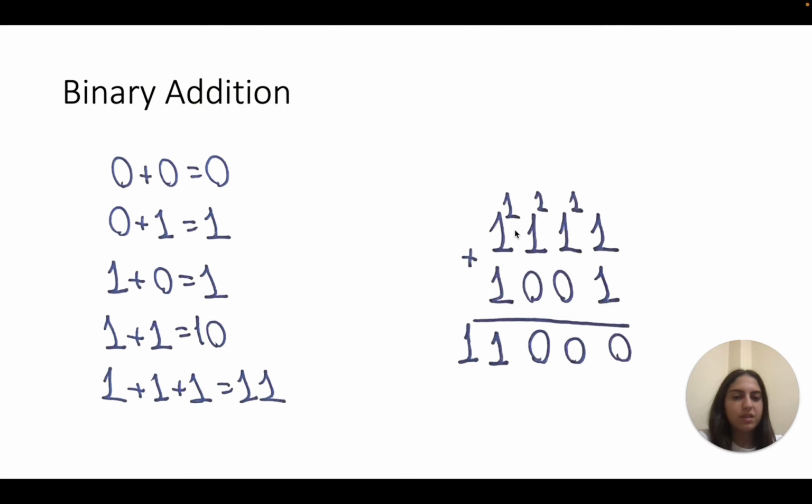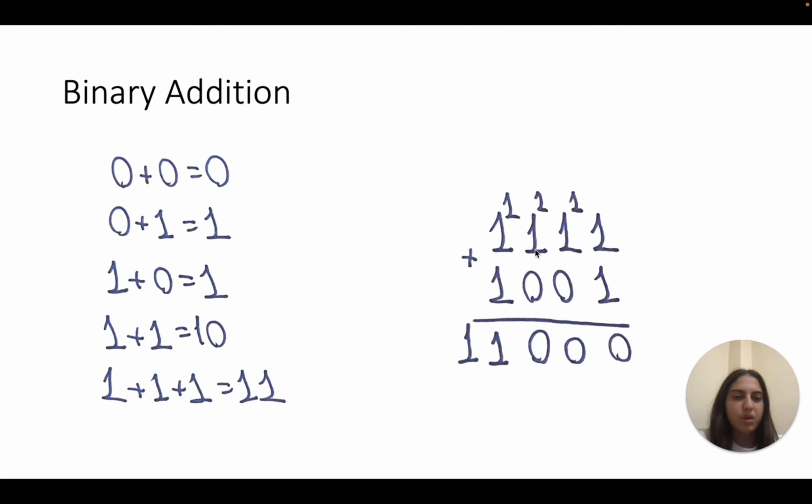Let's look at this example. To add these two numbers together, we just need to use the usual concept of addition. So let's start from the right. 1 plus 1 is, as we see, 10. So we write the 0 here and write the 1 in the next column. So right here we'll have 1 plus 1 plus 0, which is again 10. So we write the 0 and add the 1 to the next column.